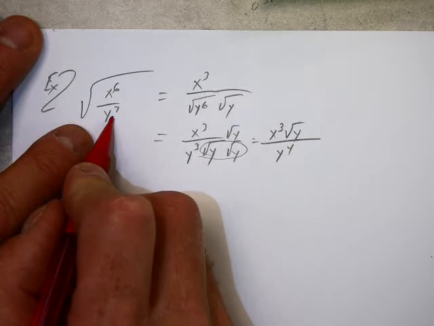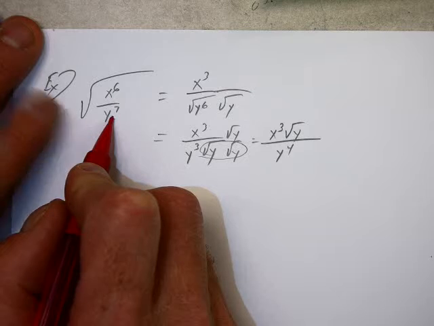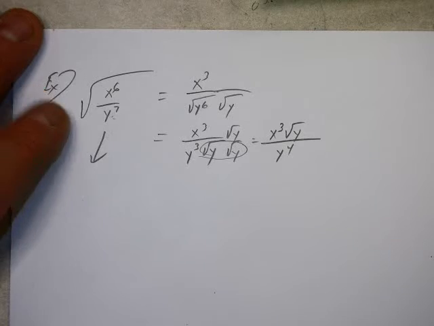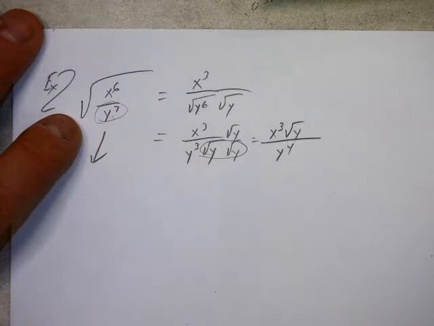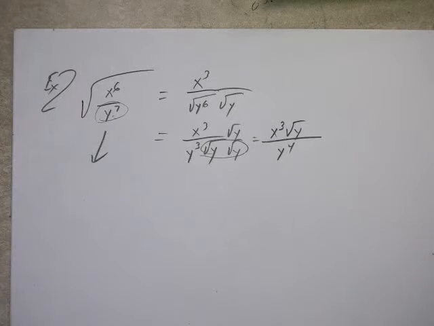This is not square rootable, is it? So what would I have to multiply top and bottom by to make it square rootable? 2? No. Right now it's y to the 7th. What would I like it to be that's bigger than 7? 8. Because remember, 8 divided by 2.